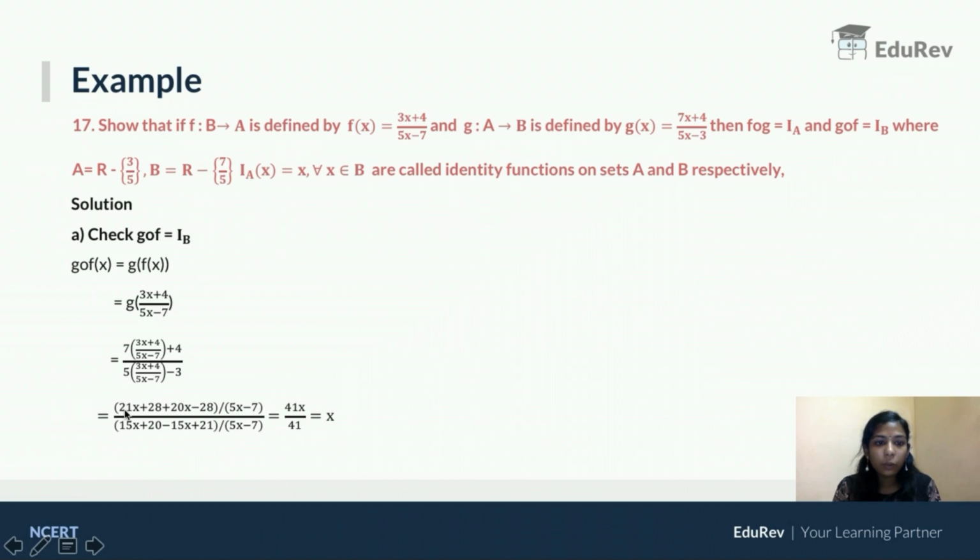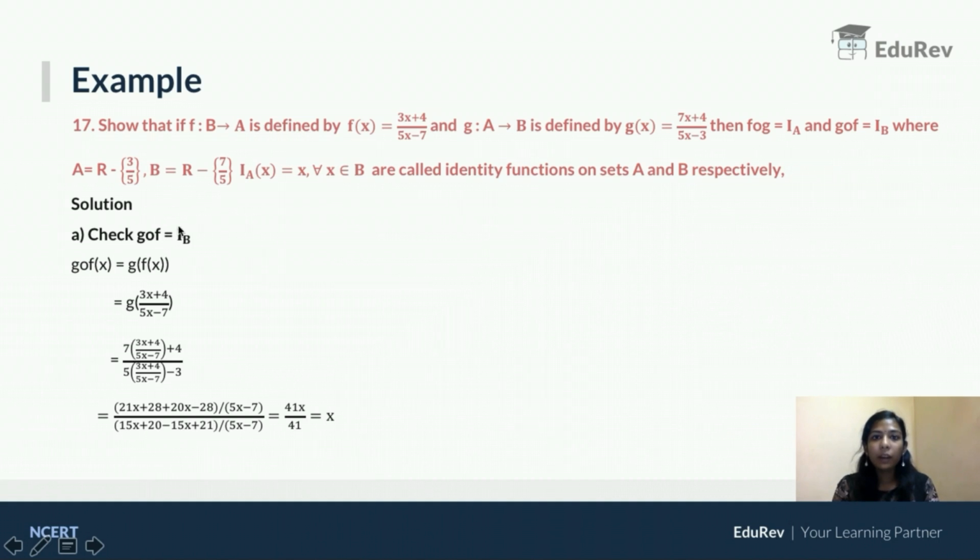And what is left out? 21x plus 20x is 41x, 28 gets cancelled. Here 15x minus 15x gets cancelled and 20 plus 21 is 41. So 41x by 41 is simply x. So you have started with x and you are ending up with the output also x. That means G circle f is an identity function under B.